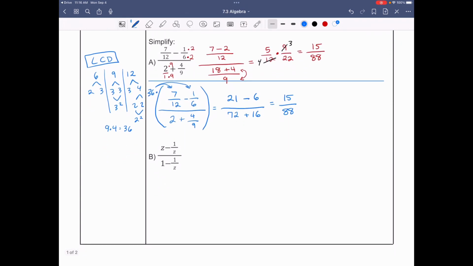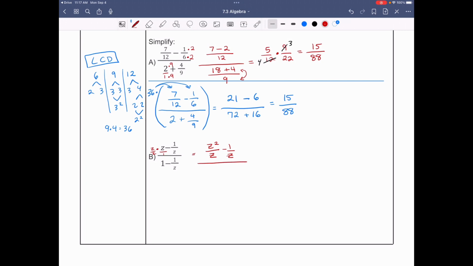Let's practice those two methods again. We need a common denominator to subtract z minus 1 over z. So the common denominator will be z. I'm going to multiply by z over z. Put this z over a 1. Z times z is z squared. Z times 1 is z. Minus 1 over z.